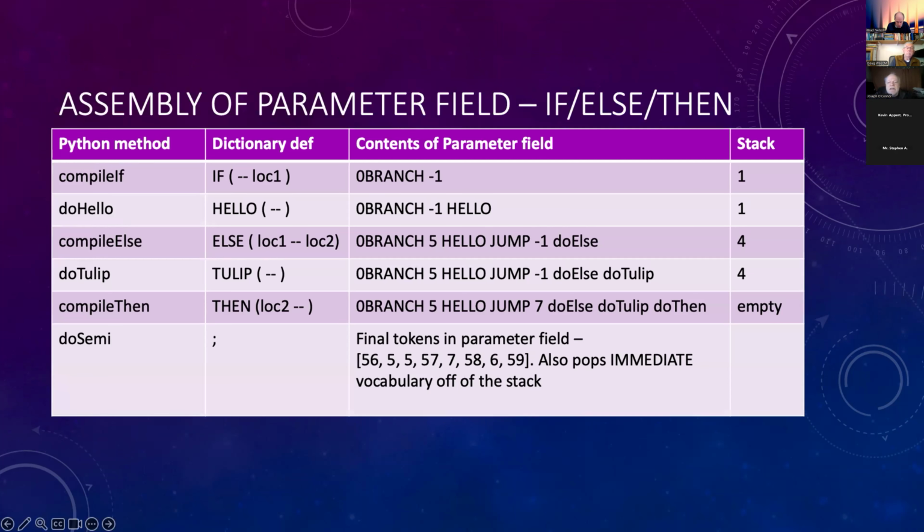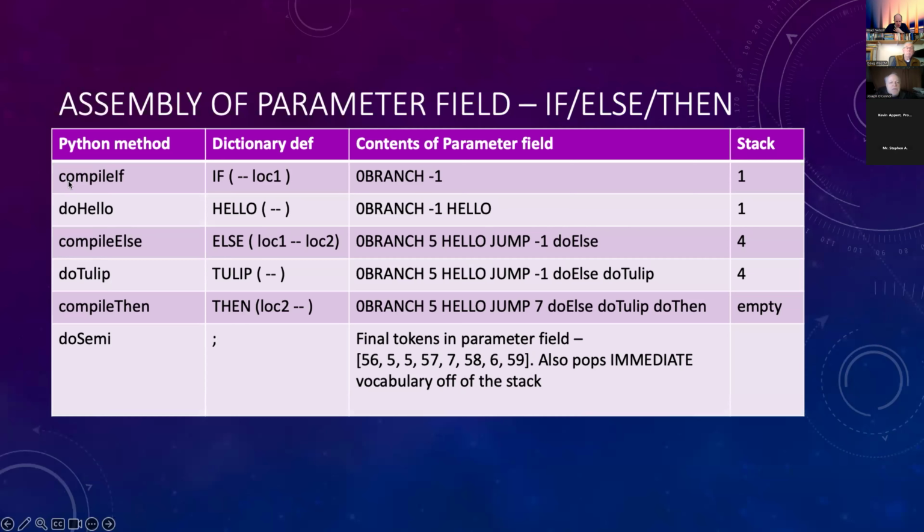So I realize that's a lot to unpack. If else then is one of the simpler sets of compiling words, but as you can see, understanding it is a little bit complicated. So I've made up a table where I show the Python method in Creole Forth for Python, the dictionary definition, the contents of the parameter field after it executes, and then what's on the stack.